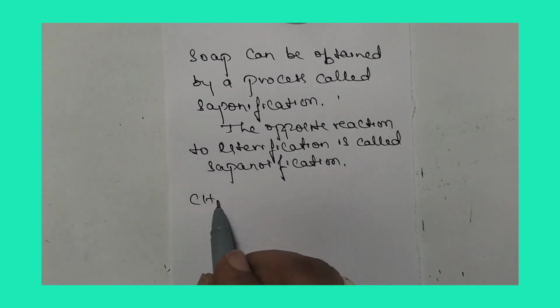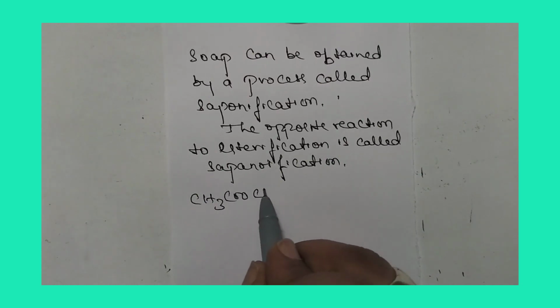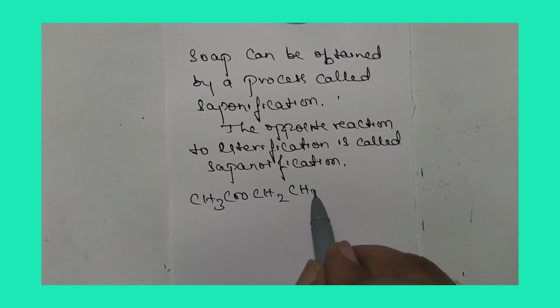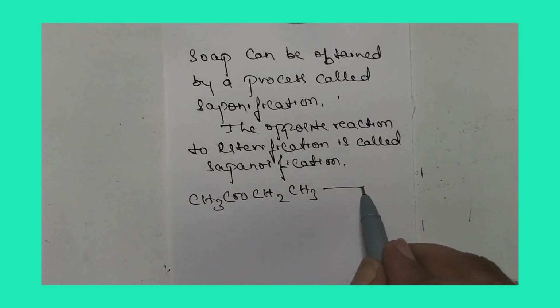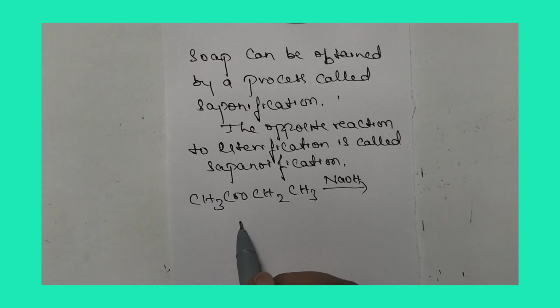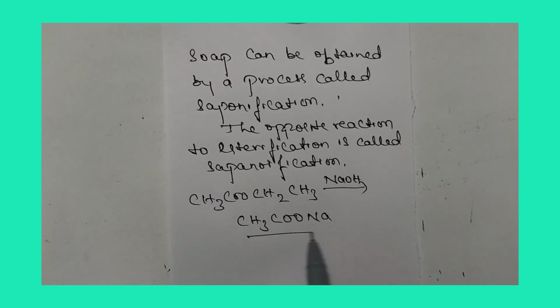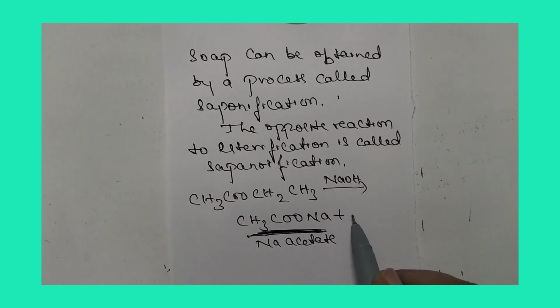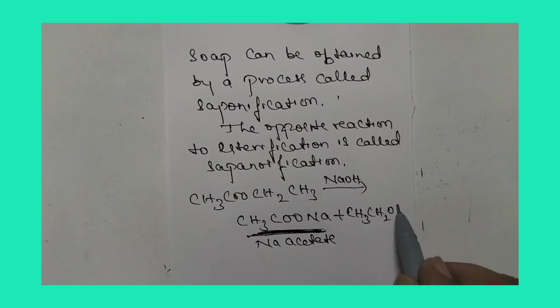That is CH3COOCH2CH3, in presence of NaOH, gives rise to CH3COONa, and this CH3COONa is called soap. We call it sodium acetate. This sodium acetate is soap, plus CH3CH2OH, that is ethanol, is formed.